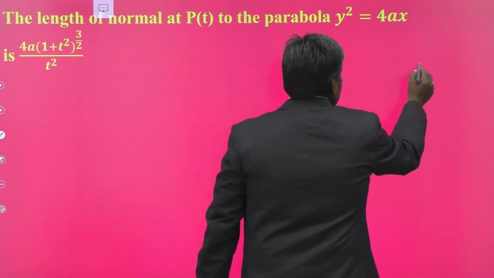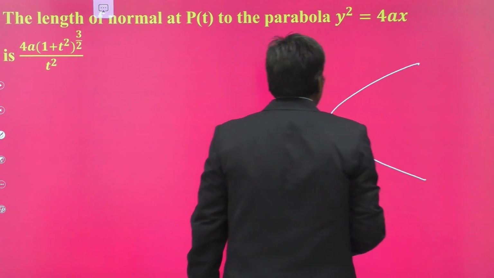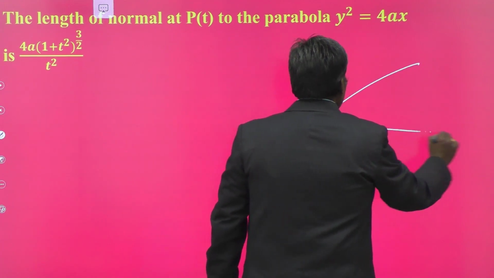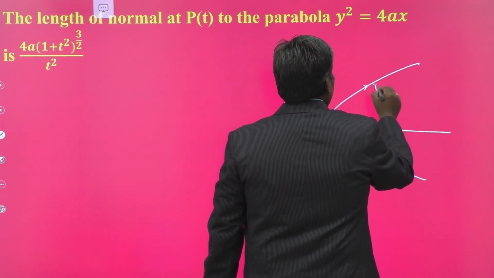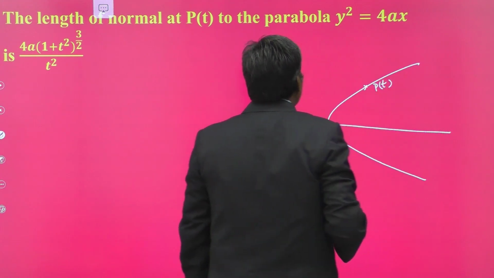So this is my parabola, y square is equal to 4ax. This is the point. Its coordinates are at square comma 2at.